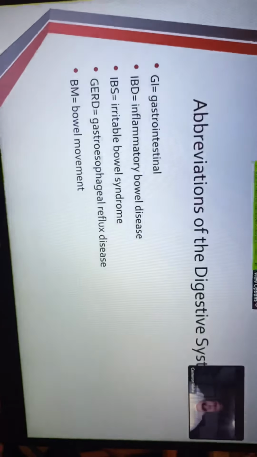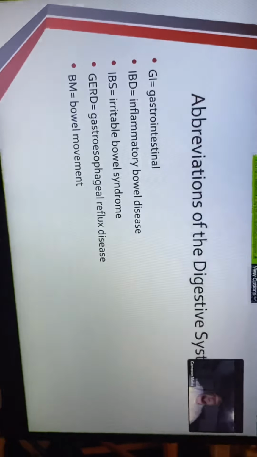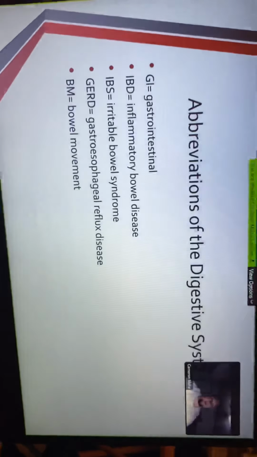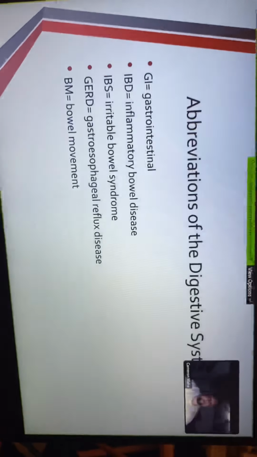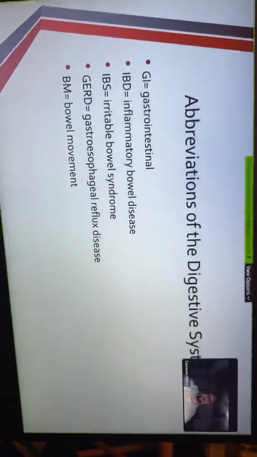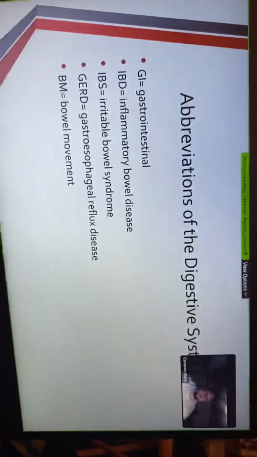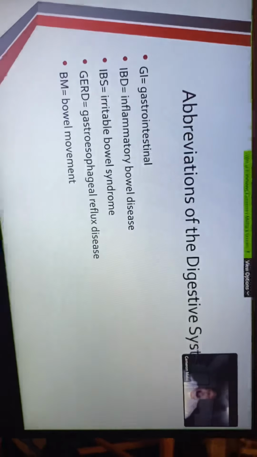Next, we have IBS, which is irritable bowel syndrome. This is also a disease and a disorder, so we'll talk about this one later on. The next one is GERD. This means gastroesophageal reflux disease. And the last one, and probably one of the most common ones, is BM, which means bowel movement.